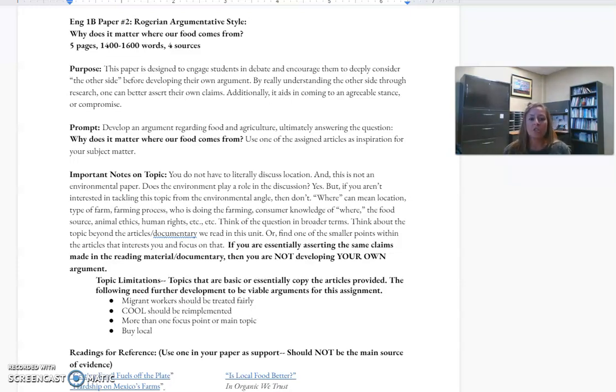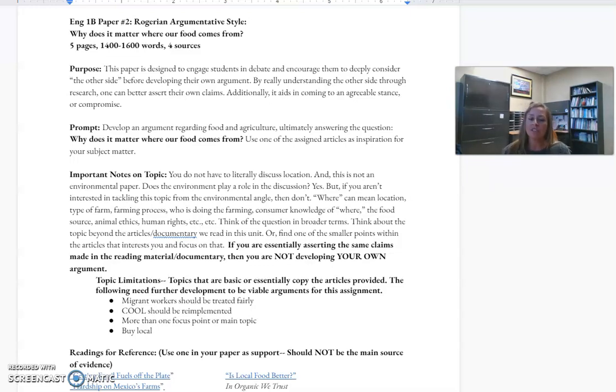So what you're going to be doing is developing an argument regarding food, agriculture, anything that really falls under that umbrella of food or agriculture. So you notice it's really broad. Answering the question, why does it matter where our food comes from? Now, you're going to use any one of the articles or the documentary film as inspiration for your subject matter.